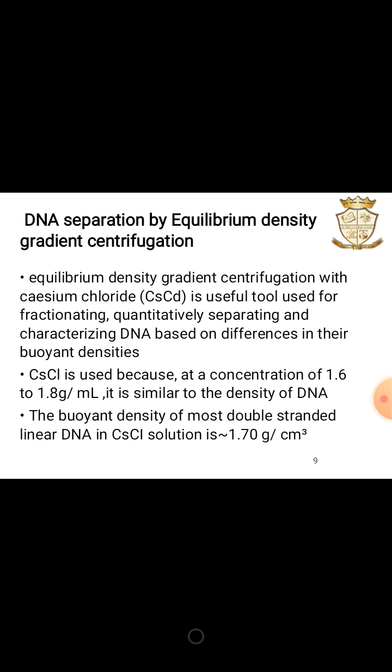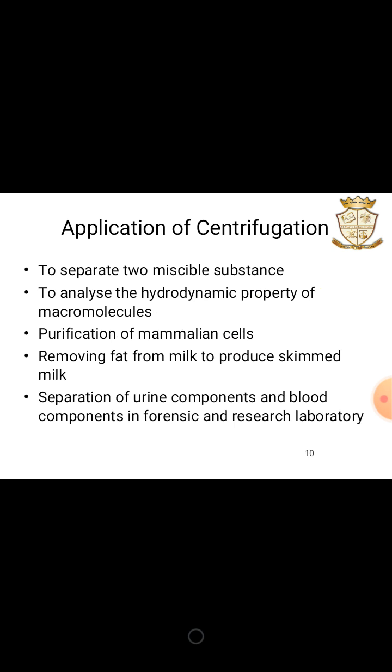Cesium chloride is used because at a concentration of 1.6 to 1.8, its density is similar to the density of DNA. The buoyant density of most double-stranded linear DNA in cesium chloride is approximately 1.70.